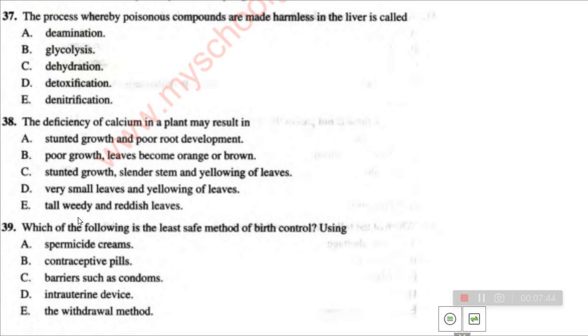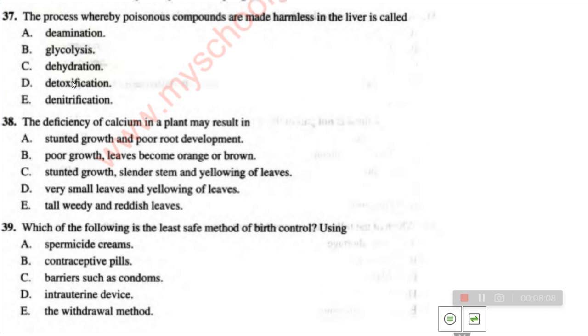They said the process whereby poisonous compounds are made harmless in the liver is called deamination? No, this is the removal of amine groups. Glycolysis? This occurs in the cytoplasm during respiration. That's different. Anaerobic respiration? Option C, dehydration? That's removal of water. That has nothing to do with poisonous compounds.